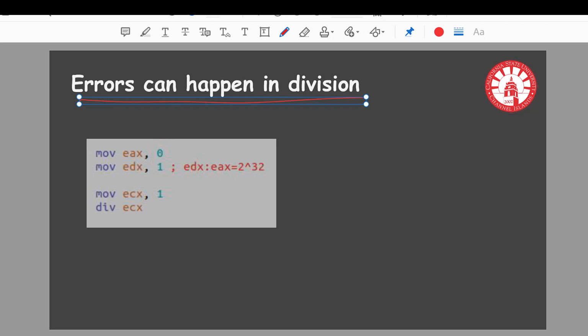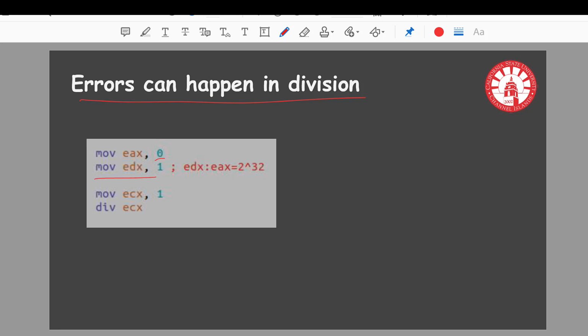Okay, in division operation, errors can happen. And when we implement this kind of division operation, we have to be aware of those errors and implement a mechanism when this happens, so you could prevent that or implement a strategy to produce the right result. Here's an example of what we have.